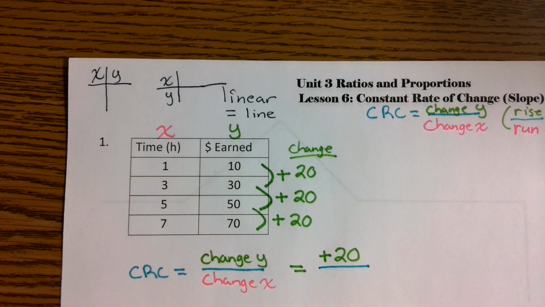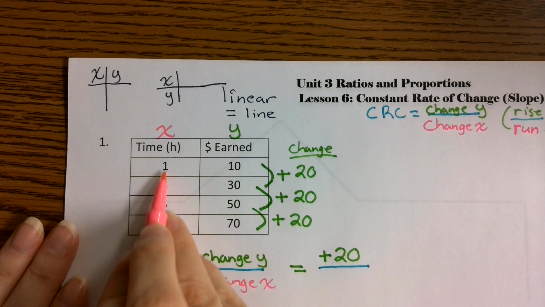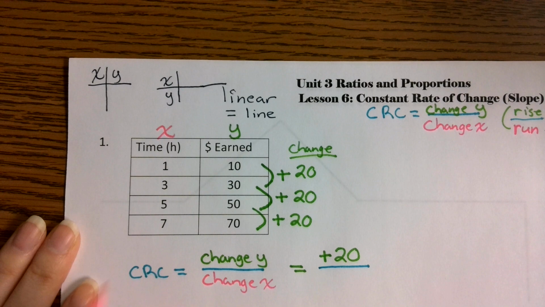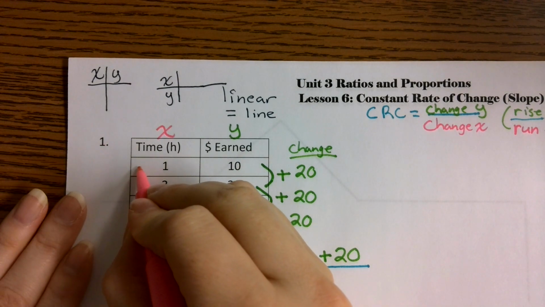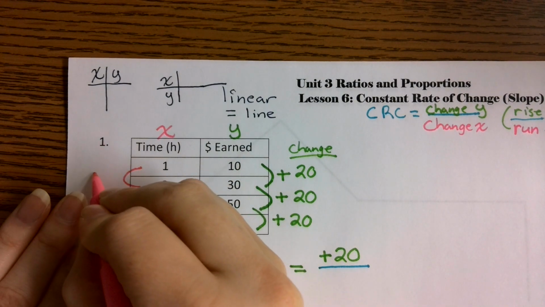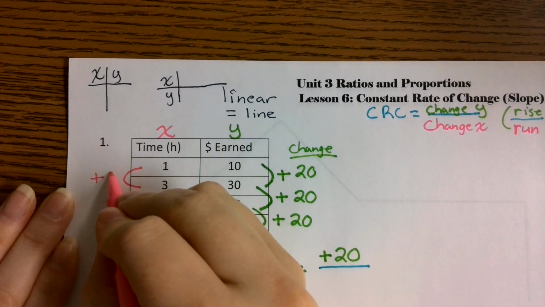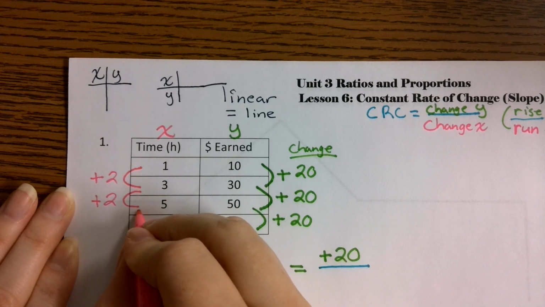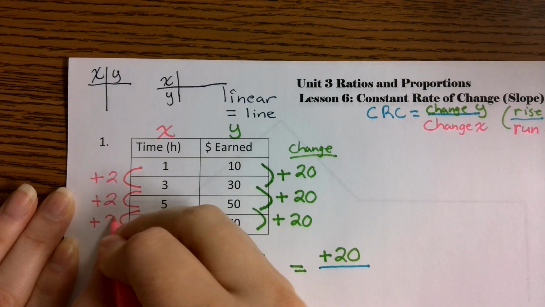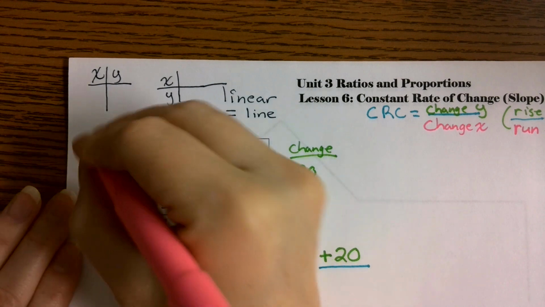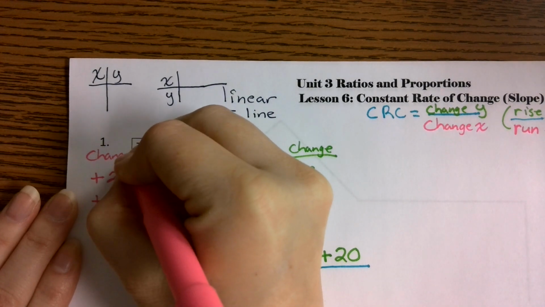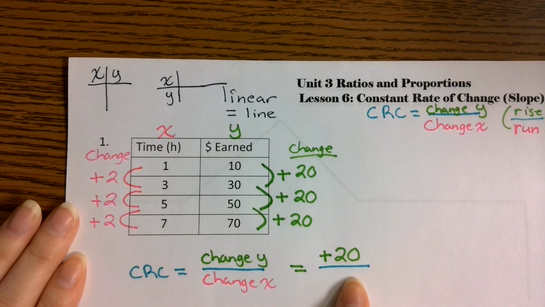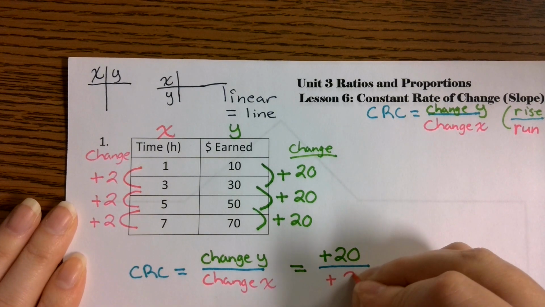Okay, let's take a look at the x values. My x value goes from 1 to 3 to 5 to 7. So am I increasing or decreasing? Increasing. So when I'm going from 1 to 3, I'm increasing by how much? By 2. When I go from 3 to 5, I'm increasing by 2. When I go from 5 to 7, I am increasing by 2. So this is considered to be the change. This is your change for your x value. So on the bottom of our fraction, we're going to put a positive 2.